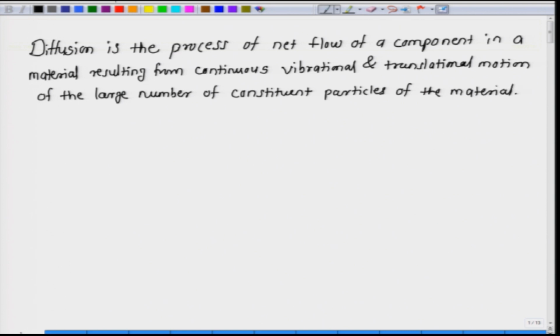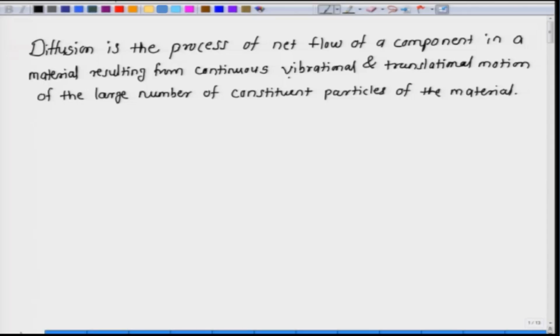diffusion is the process of net flow of a component in a material resulting from continuous vibrational and translational motion of the large number of constituent particles of the material. So, it is basically the transport phenomena occurring in materials, and it is mainly guided by the thermal fluctuations that occur in the particles of the material.